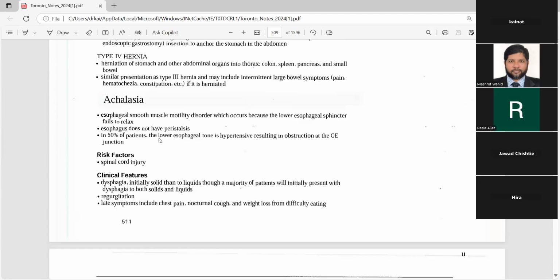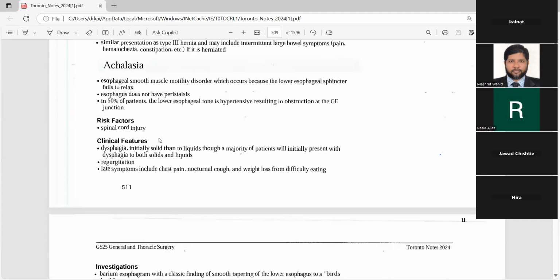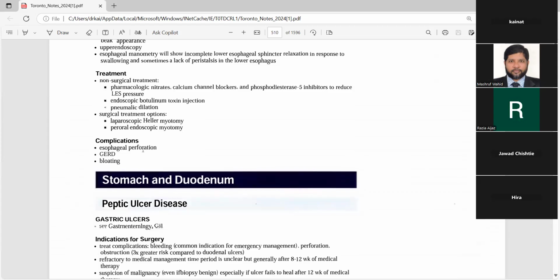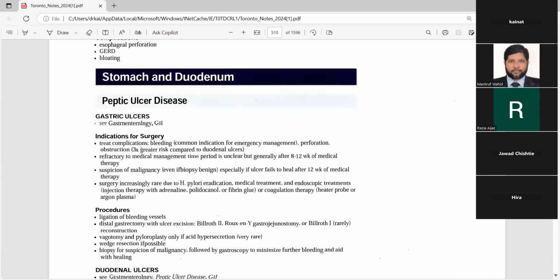Achalasia, just know how the X-ray or the barium study of achalasia looks like, and the complications of the esophagus. I would suggest when you're reading thoracic surgery or any topic, don't forget about complications. There are a lot of people who just present with complications. They don't even have any signs and symptoms.